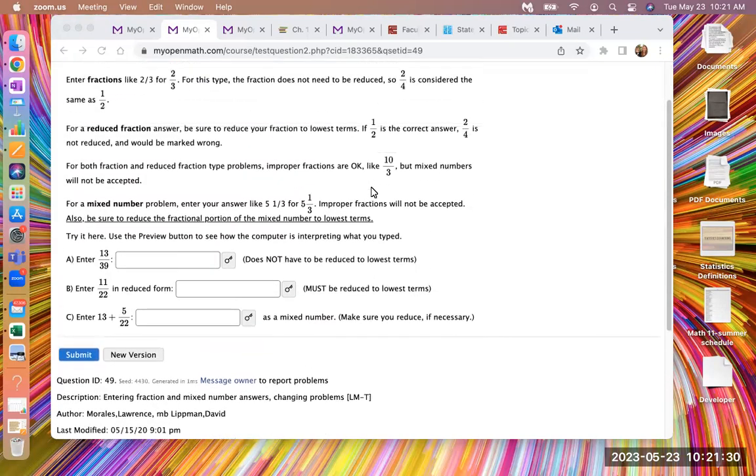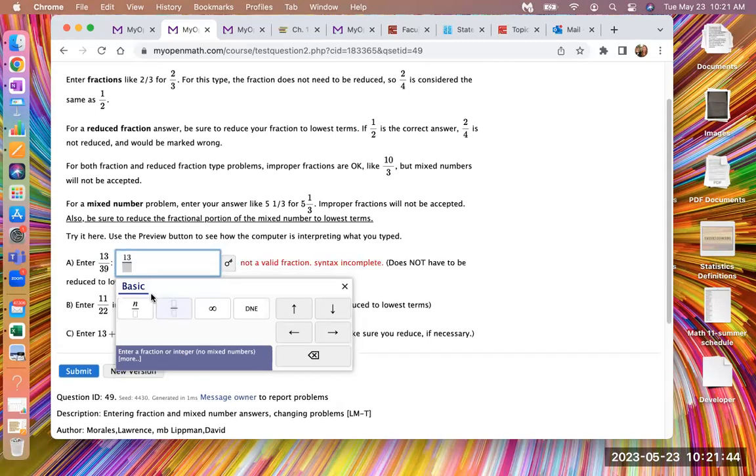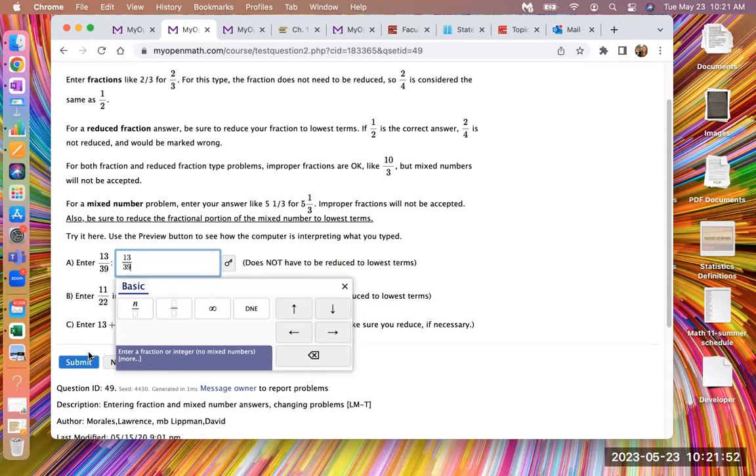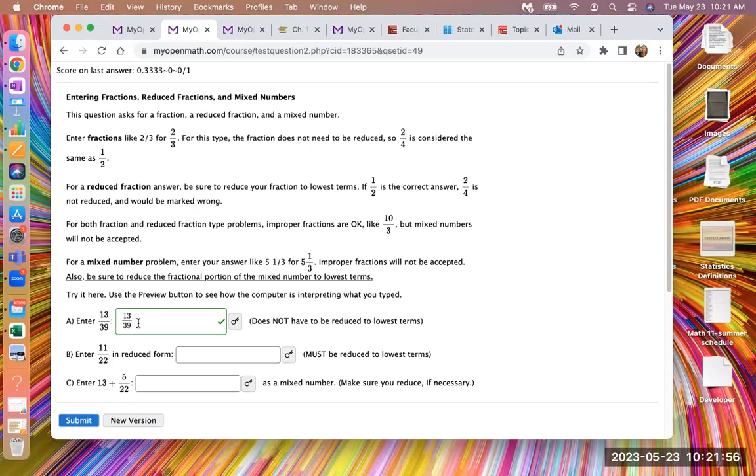So how do we put this in? Well, you just click on it, and you could click on the fraction. See how when I clicked on the bar, then you can click on fraction. That's one way of entering a fraction. So then I just click on the 13, and then I click on the gray box up below, and I put the 39 in. So that's one way. I can press submit, and it likes that. We get the answer right.